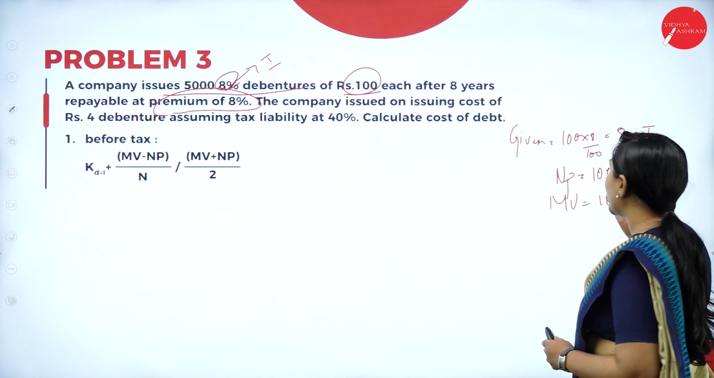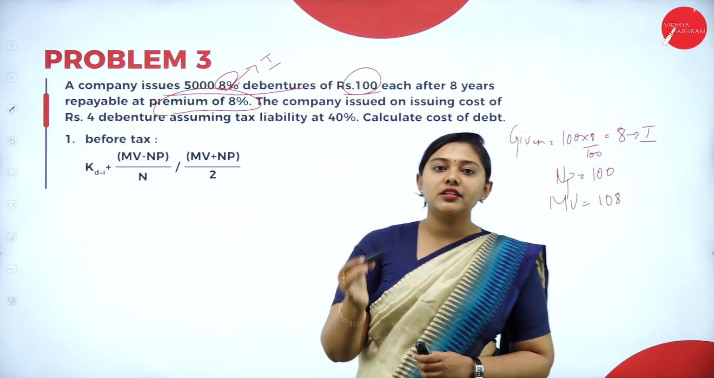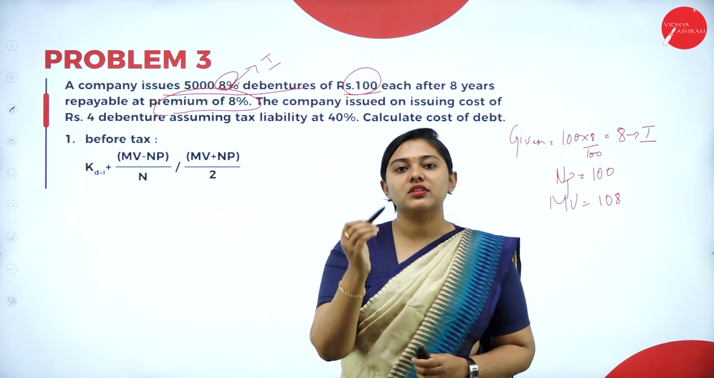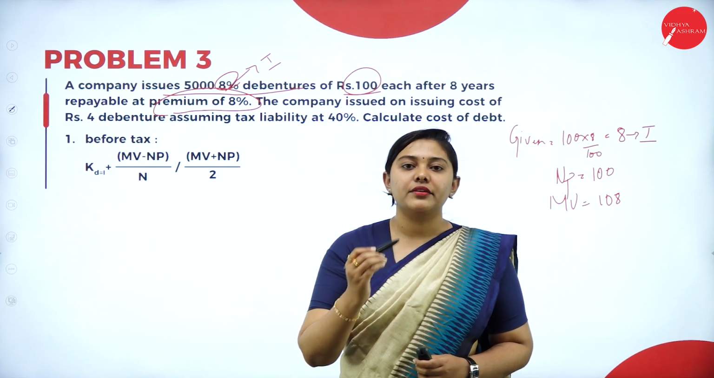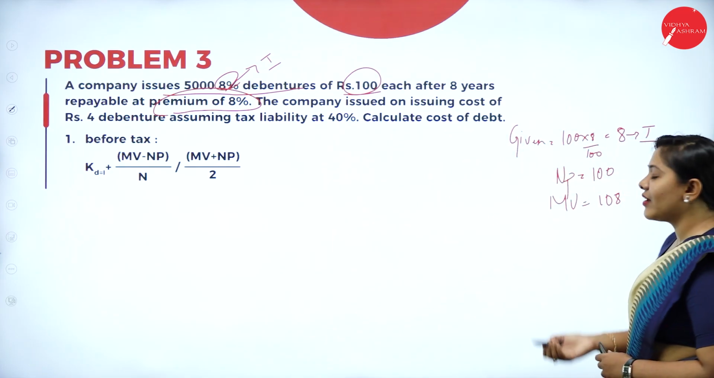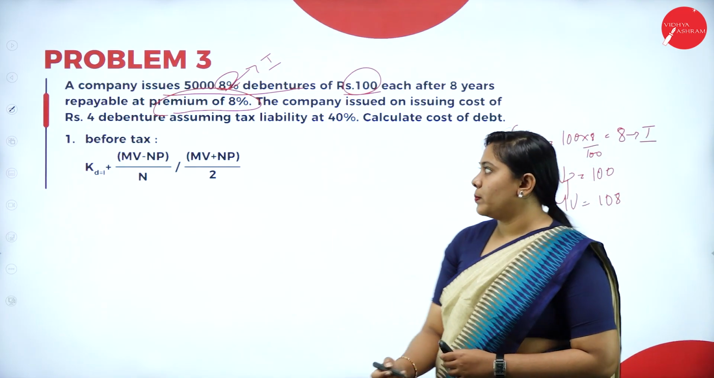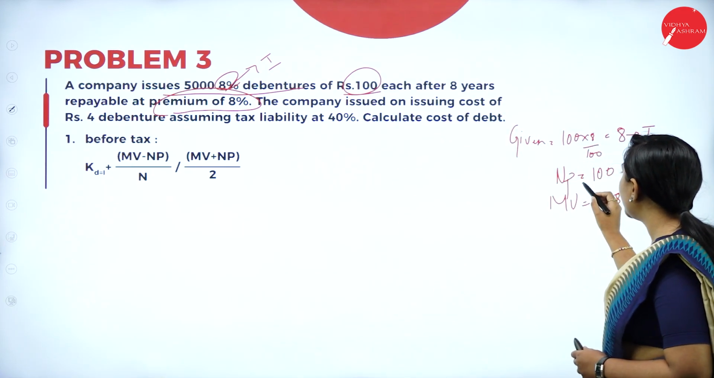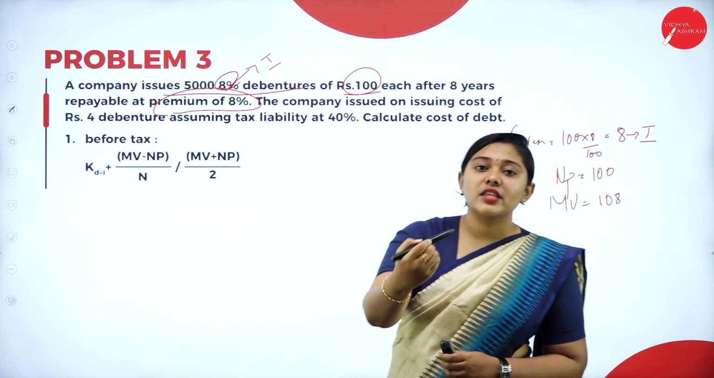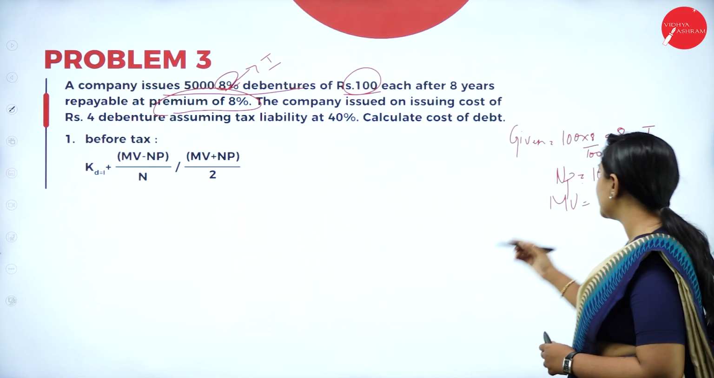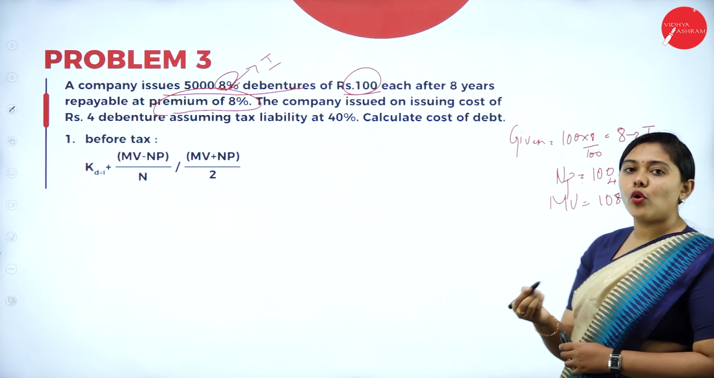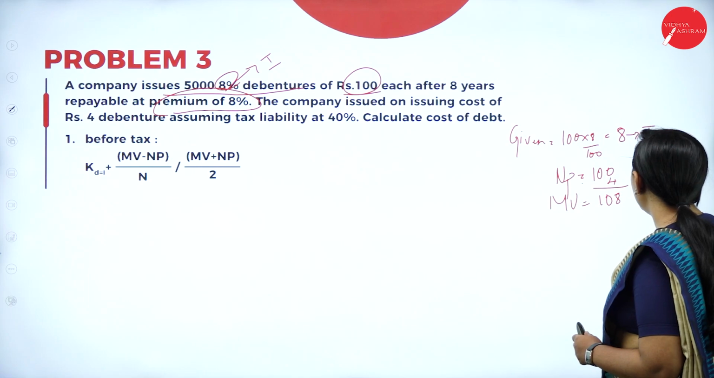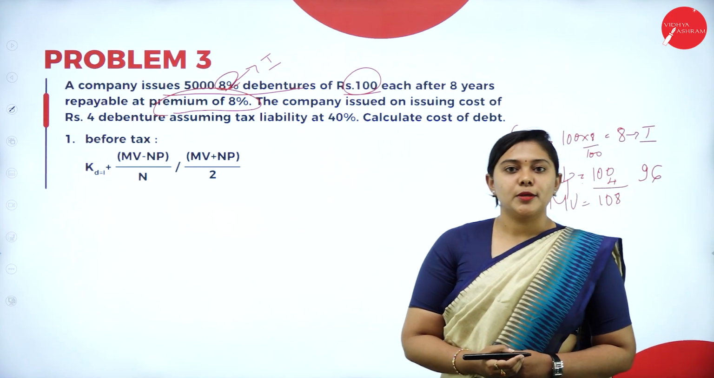So how did you get this 108 rupees? 100 into 8% will be 8 rupees. If you add that to 100, the value will be 108 rupees. So your maturity value will be 108 rupees. The company incurred an issuing cost. So while issuing, they have incurred 4 rupees as expenses. For 4 rupees of expenses, how much will the net proceeds be? 96 will be the net proceeds.